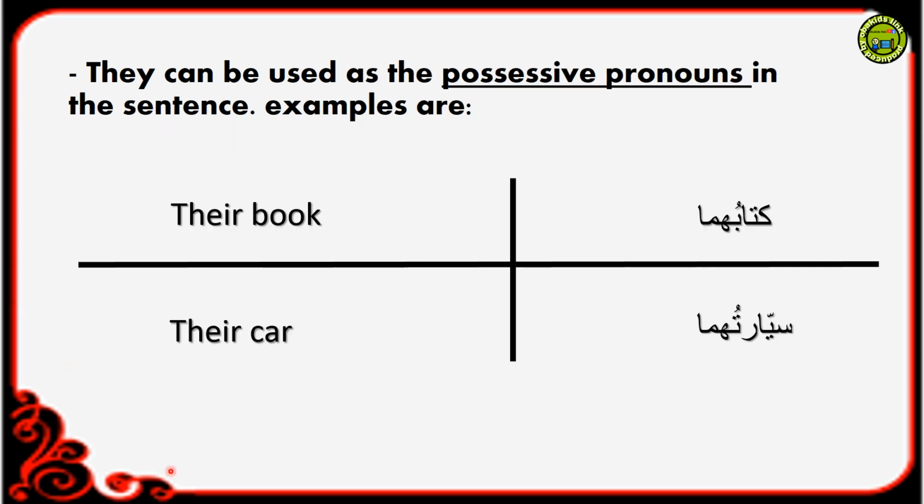They can be used as the possessive pronouns in the sentence. Examples are: kitabuhuma, their book, for dual. Sayyaratuhuma, their car, for dual. So the dual possessive pronouns here are huma, their, and huma, their.